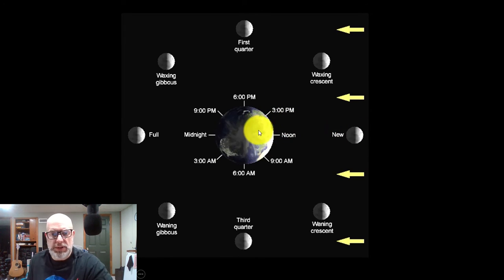So check this out for a second here. New moon, if the moon is in this position right here, at noon, it's going to be at its highest point. 3, it's still up.